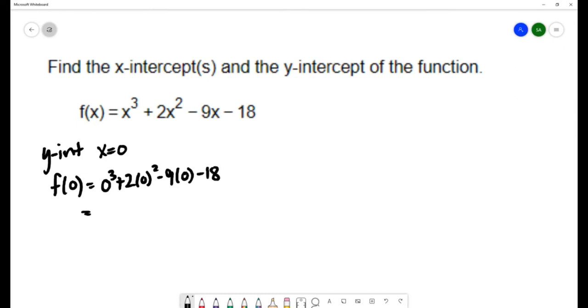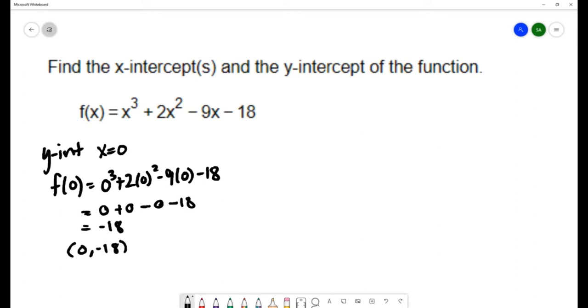And 0 cubed is 0. 0 squared is 0 times 2 is 0. 9 times 0 is 0. And we can combine all that together to get negative 18. So we're going to have a y-intercept, which is (0, -18).